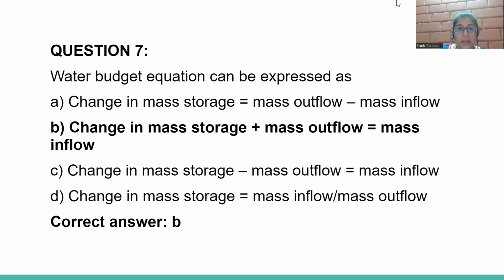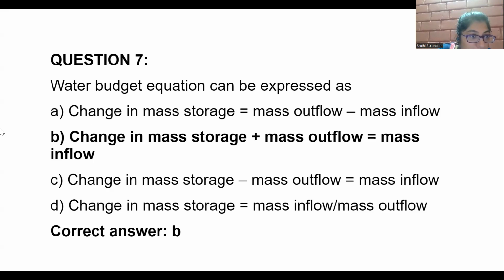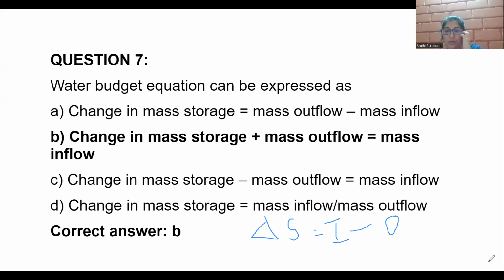So the water budget equation is given in this way. It is delta S is equal to inflow minus outflow. So this is the water budget equation. Whatever water is coming in, what are some of the sources of water that is coming in? What are some components where water is reaching the earth?